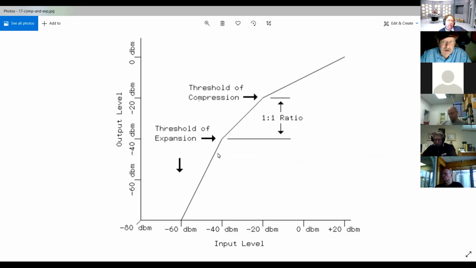Here's the total unit, threshold of compression. There's your threshold of expansion. Notice in this particular adjustment, I've set it up so that between minus 40 and minus 20, we're a piece of wire, no change. Above minus 20, I start compressing. Looks like about a 4-to-1 ratio. Expansion below 40 dB, that's about a 2-to-1 ratio. Helps lower my noise.